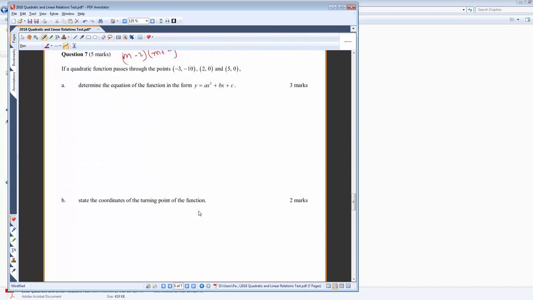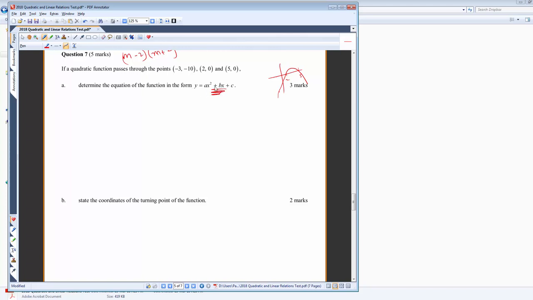Okay, this one here also was not done particularly well. What impressed me was some students actually chose to sketch this first of all. So it's going to be 2 and 5, -3 and 10. So I can see that the quadratic is kind of going to look something like that. Okay, and what they want is the equation in this form.